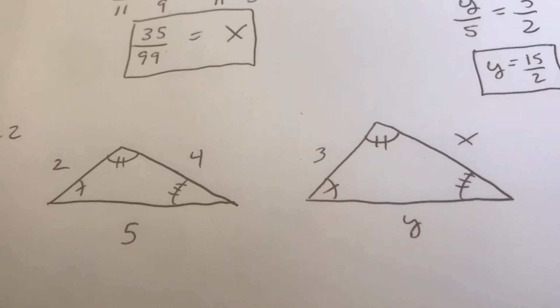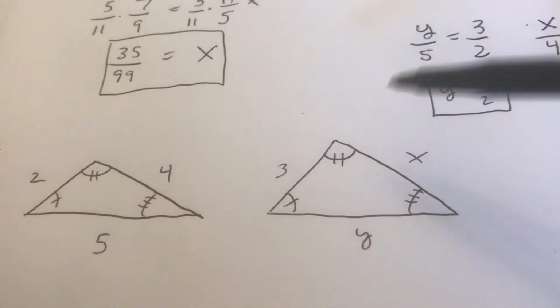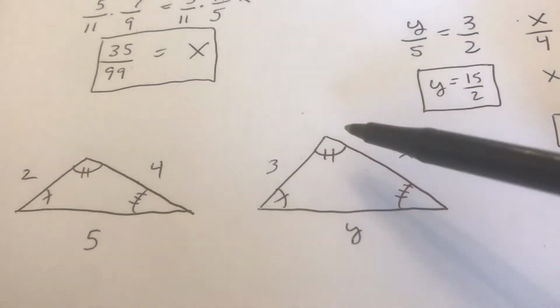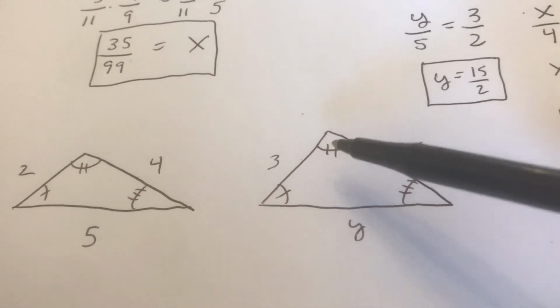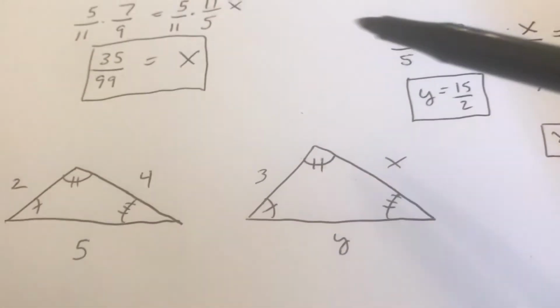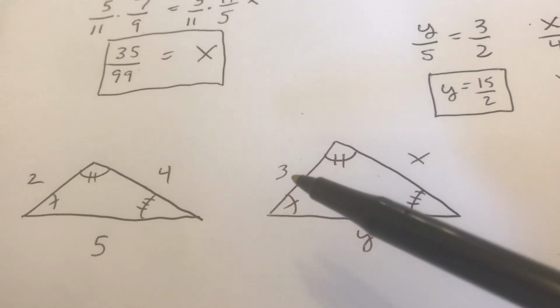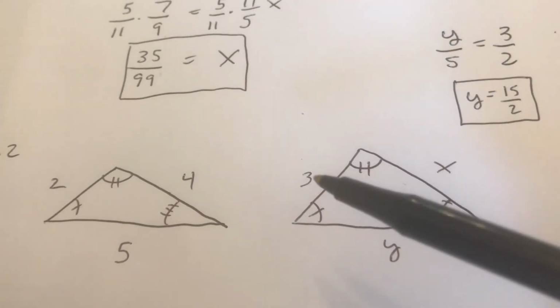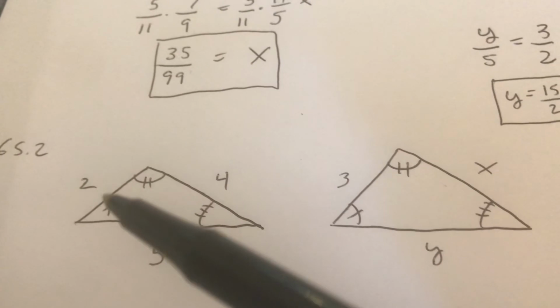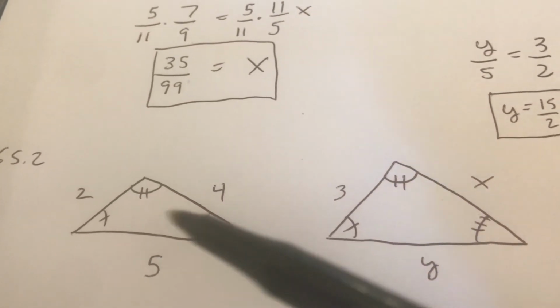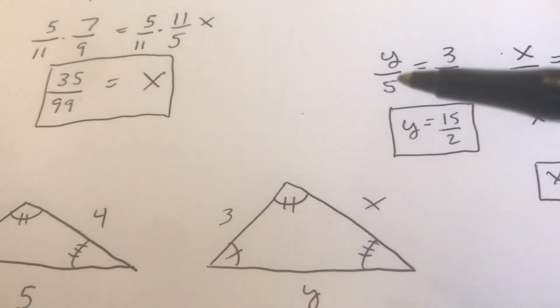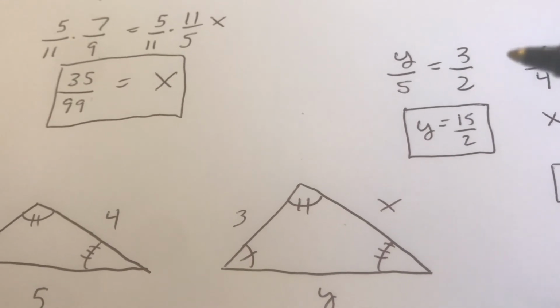So all I have to do is make sure that I have the right angle. So I'm going to do y, which is across from the double tick mark, and 5. So y is to 5, and then I pick another side, 3, that's opposite the triple tick marks, is to 2. So y is to 5 equals 3/2.